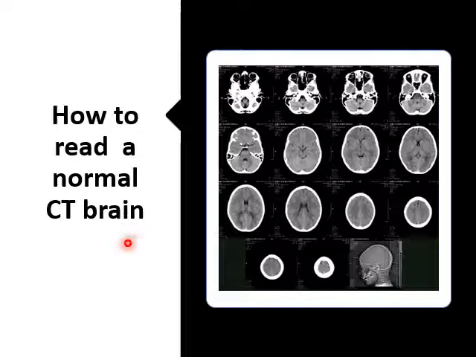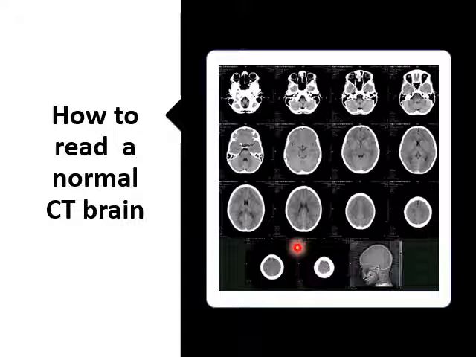To read a normal CT scan of the brain, at first you need to identify the plane as we described before. So this plane is what? Is it axial, coronal, or sagittal? Yes, it is an axial cut or transverse cut. Then we need to identify the normal parts of the brain in the CT.